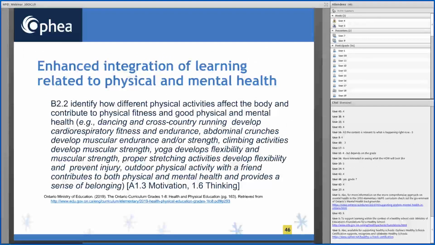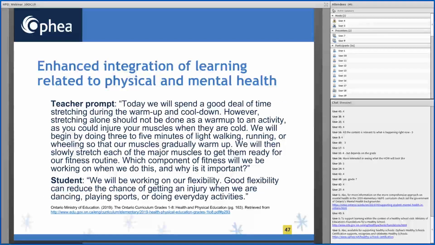Finally, the enhanced integration of learning related to physical and mental health. This is an example where we would look at a pre-existing expectation, but ways in which we've strengthened it across the curriculum. As we mentioned previously, the expectation in the earlier curriculum would have stated specifically just good health, but we have made it more explicit by breaking that down and saying good physical and mental health. And the additional examples related to mental health deepen that learning throughout the integration of SEL. And you'll notice again the tagging at the end of this expectation, A1.3 motivation, and A1.6 thinking, to provide some examples of where you might see some of those social emotional learning skills that are integrated across.